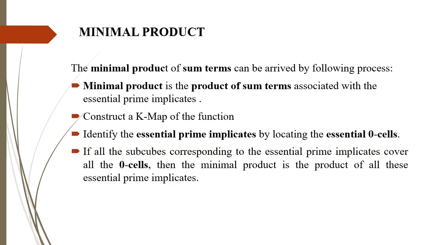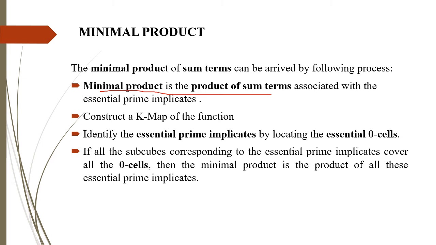Now next is the minimal product. You have already seen minimal sum. In the same way, there is one more, that is minimal product. The minimal product of some terms can be arrived at by the following process. Minimal product is the product of some terms associated with the essential prime implicates. In the previous case we called them essential prime implicants; here you are supposed to say essential prime implicates.